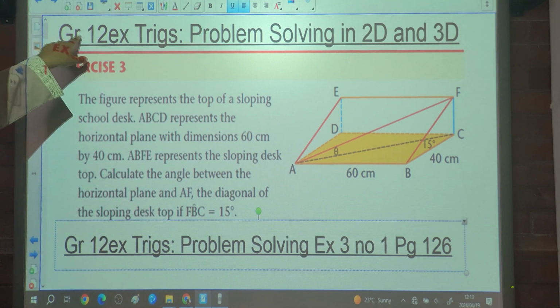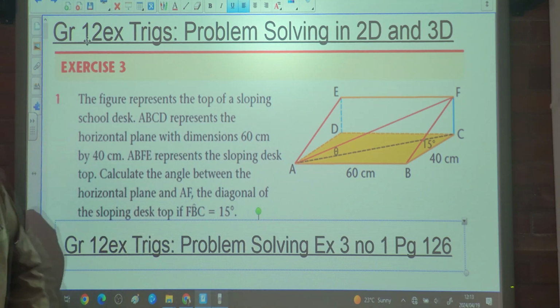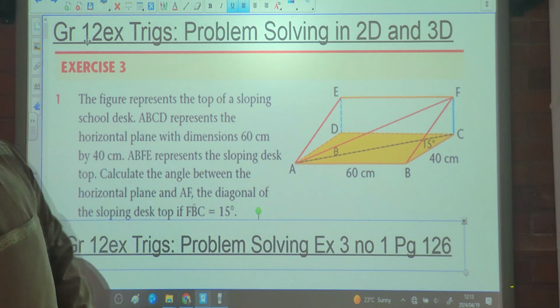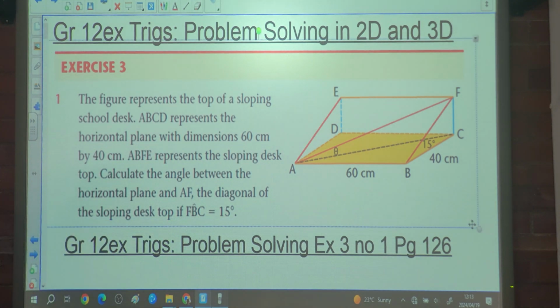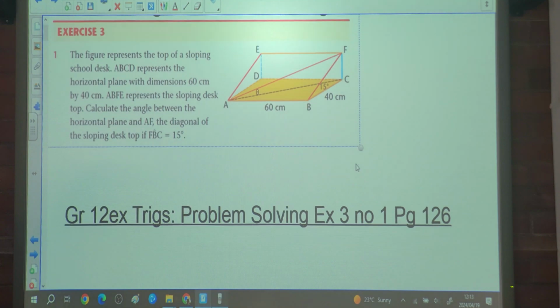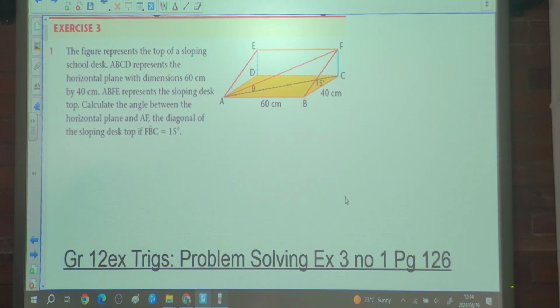So, we're looking at exercise 3, dealing with 2D and 3D problems, okay? And this is on page 126. We are told in exercise 3 number 1, the figure represents the top slope of a sloping school desk. So these ones you have here, you see? That is not straight. Can you see it sloped? Yeah, the line, top of the school desk.